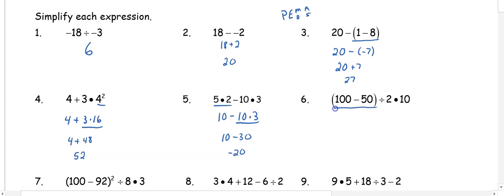In number 6, we have parentheses 100 minus 50 divided by 2 times 10. So parentheses is our first step. 100 minus 50 is 50 divided by 2 times 10. Next, we have multiplication and division. Remember, if they are in the same problem, we have to go from left to right. So first, we're going to do the division. 50 divided by 2 is 25. And then we're going to multiply by 10 to get 250.